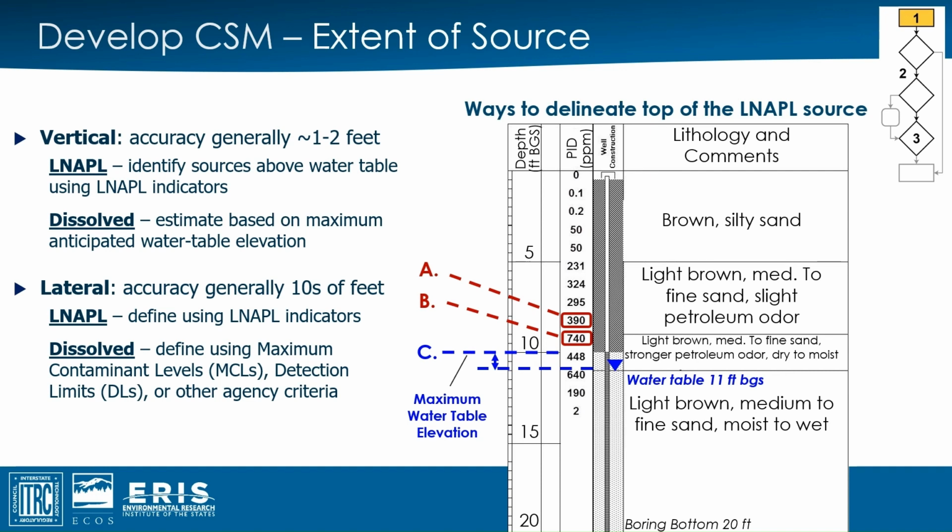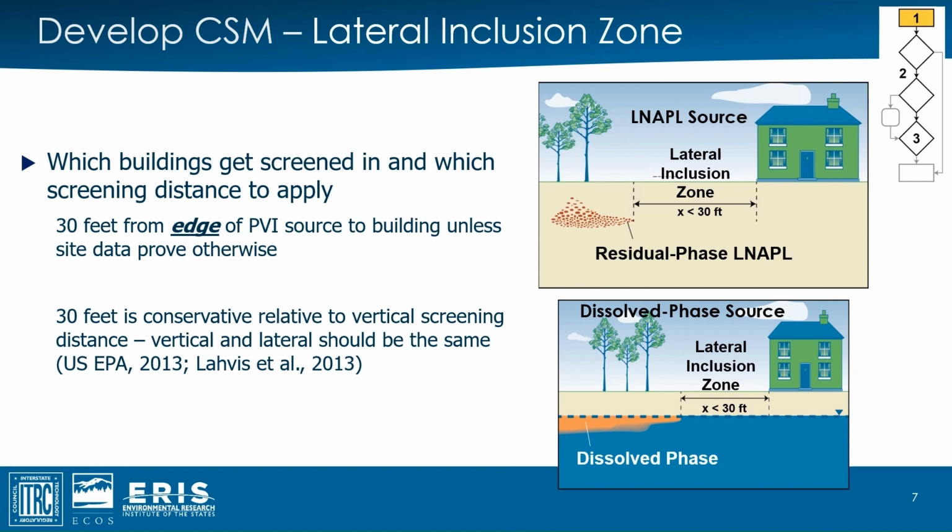The inability to accurately delineate the lateral edge of a petroleum vapor source in soil or groundwater is why lateral inclusion zones of 30 feet are recommended by ITRC for PVI screening. The lateral inclusion zone is a buffer distance used to account for uncertainty with knowing the exact edge of an LNAPL source or dissolved phase source in soil or groundwater.